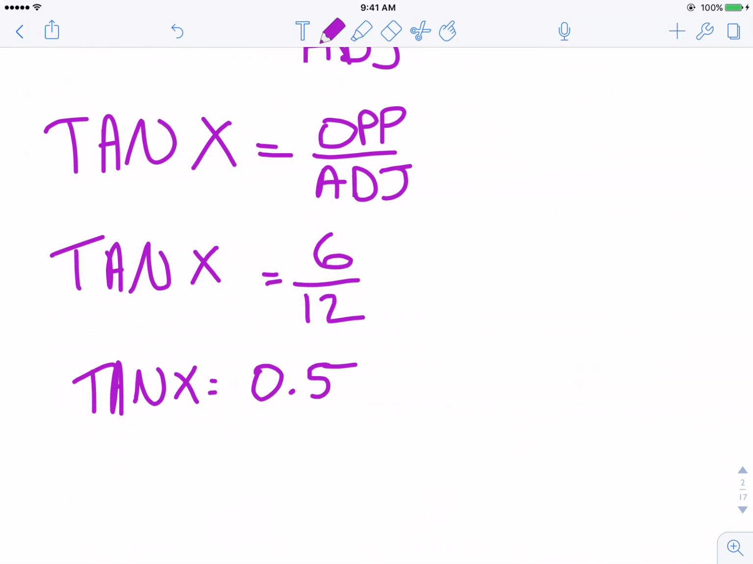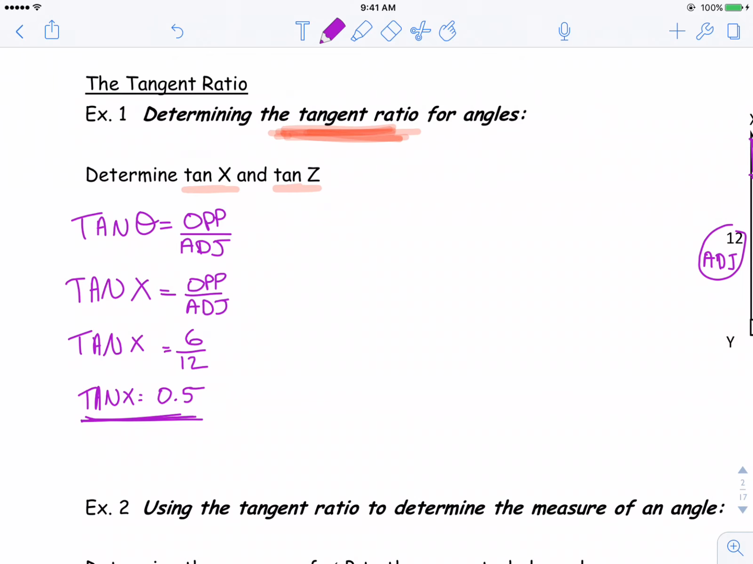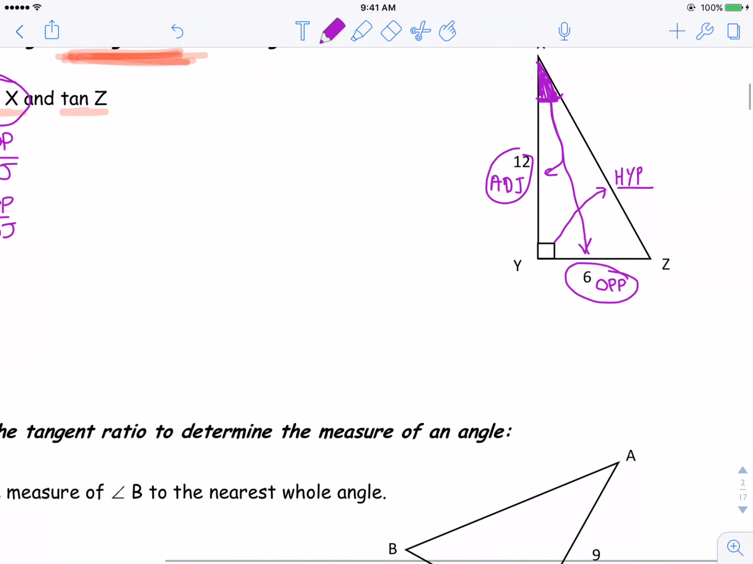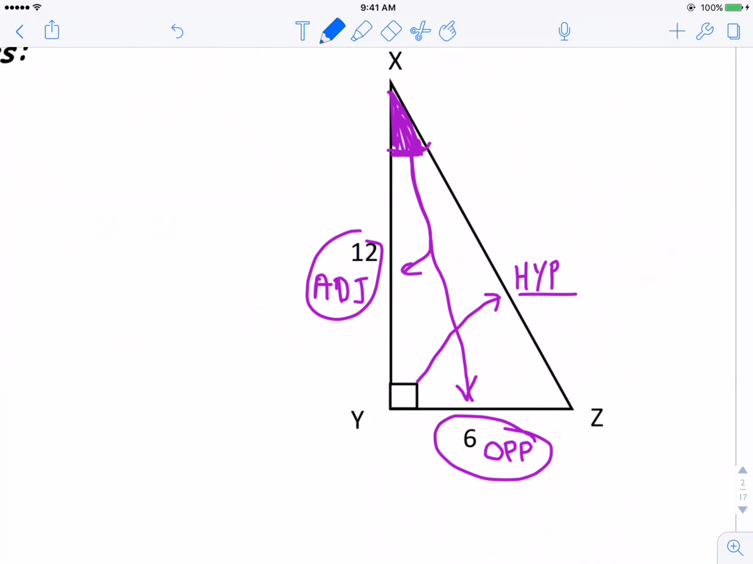This is the last part of this style of question. It's asking you for the ratio. What is tan x? Tangent x is 0.5. Done. That's the first step in calculating an angle. The next step, we use the funky buttons on our calculator. Let's find tangent z before we move on. I'm going to switch colors. Let's switch to blue.